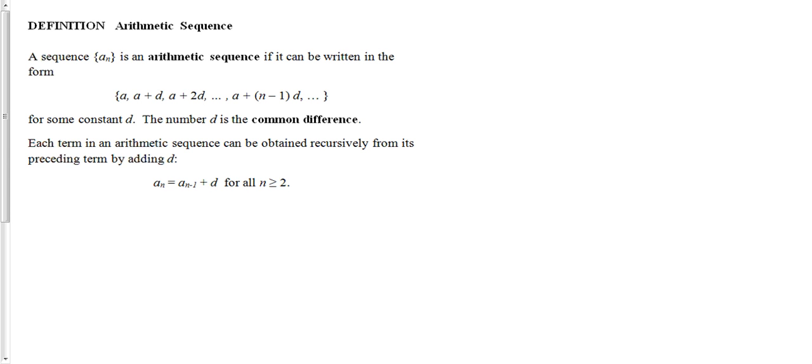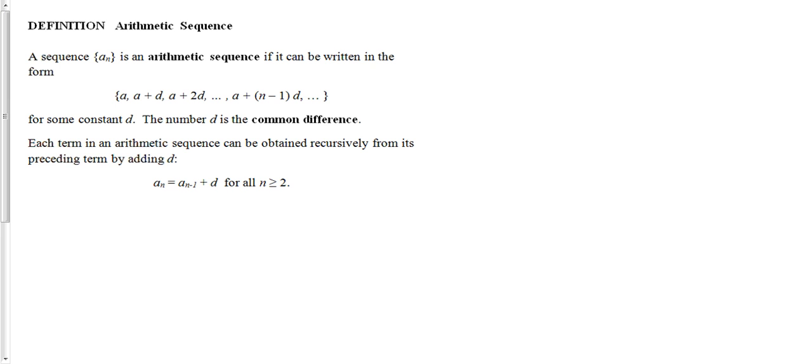Now we're going to talk about the arithmetic sequence. You should have already written the definition for this in your journal, but it reads: a sequence, a_n, is an arithmetic sequence if it can be written in the form a, a + d, a + 2d, etc., a + (n - 1)d, etc., for some constant d. The number d is known as the common difference.